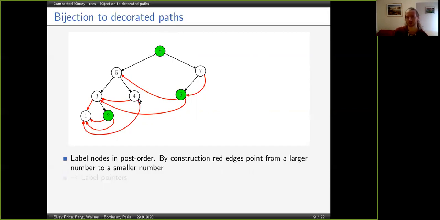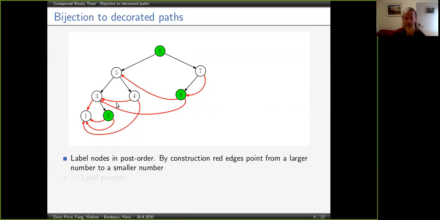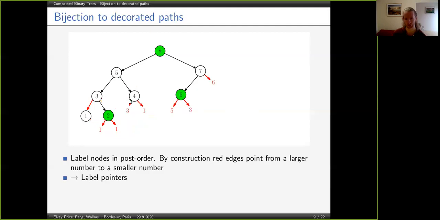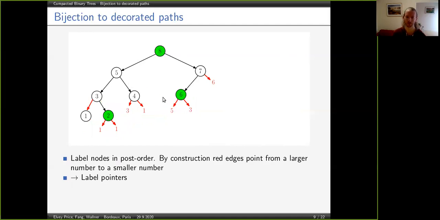And so the point is that by construction of the tree, the red edges always point from a larger labeled state to a lower labeled state. Okay, so we want to get rid of these red edges, so we're just going to turn them into pointers, each labeled by the number that they point to. So this is a 3 because it points to a 3. Here we have something pointing to a 5, which becomes a 5.